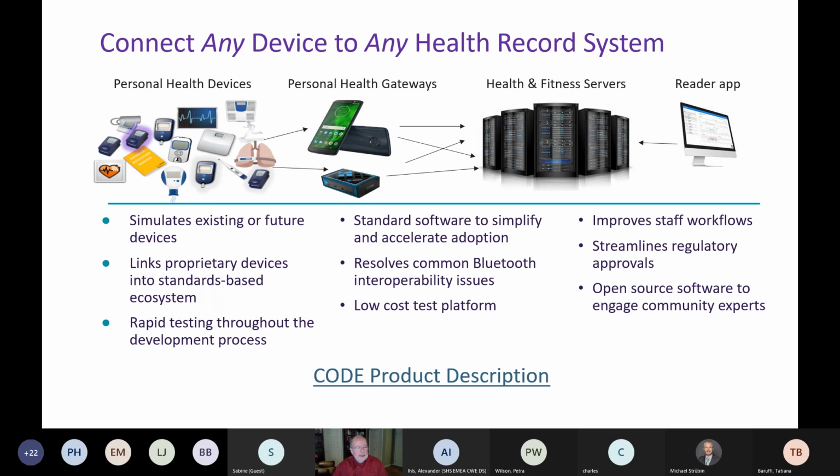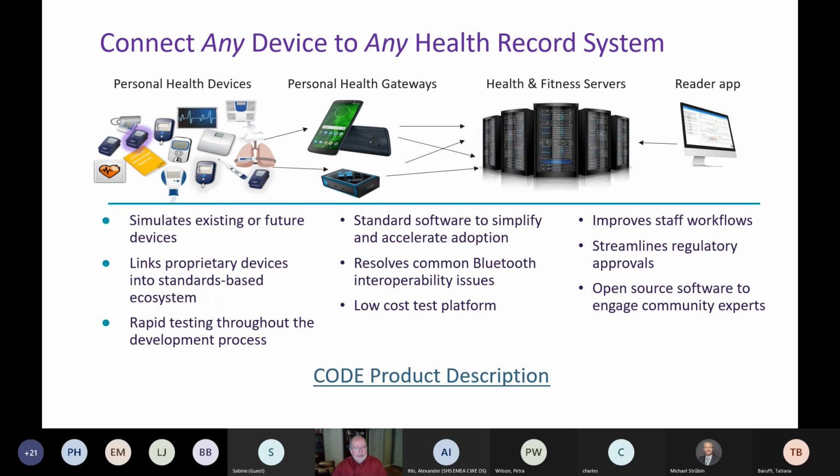So what does that really do? It's a software that has the end-to-end from the device itself to a gateway, if it needs to go through a gateway, to a server, to an app. The package really has a simulator, so you can simulate existing or future devices, you can actually give it a run and make sure that it works. There's also a feature that links proprietary devices. So even though devices may have proprietary data structures, we can map those into the standards. And therefore, it enters the standards-based ecosystem.